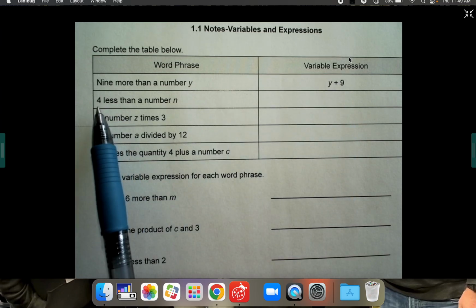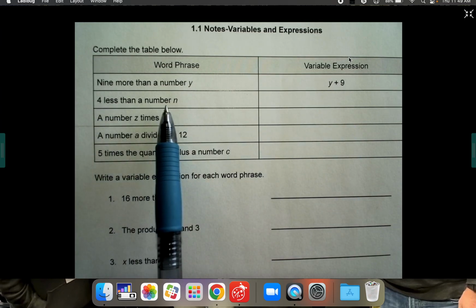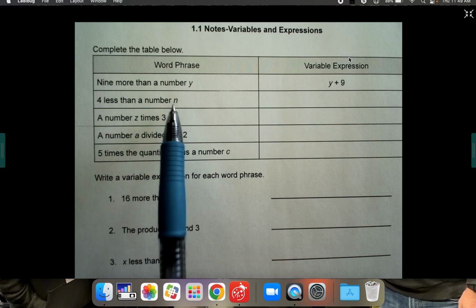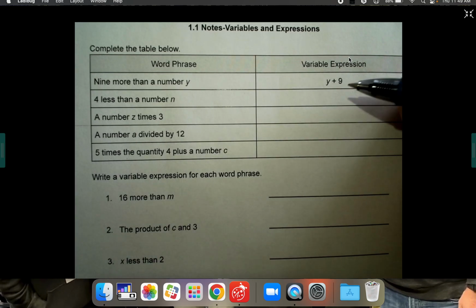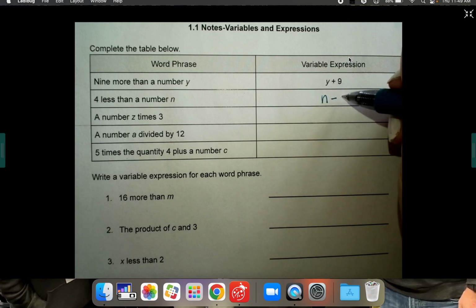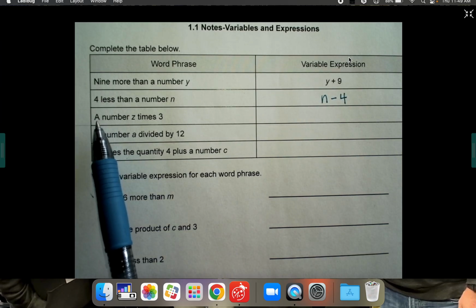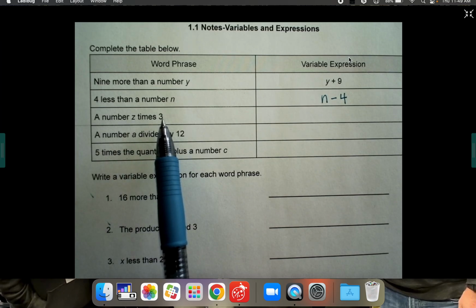Okay, so for less than n, that means less comes after whatever n's value is, which we don't know, so we're just going to call it n. And for less, it is subtracting 4. Okay, the next one we have is a number z times 3.